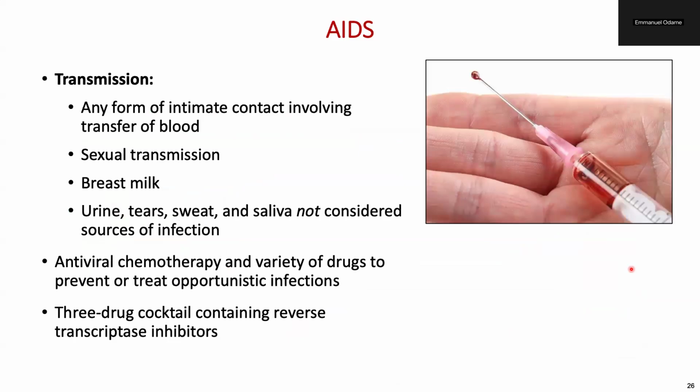So, the mode of transmission can be any form of contact involving the transfer of blood, and it's also sexually transmitted. When the mom has it and then breastfeeds, the kid can also get it through breast milk. You can get it through urine, tears, sweat, saliva. I'm sorry, urine, tears, sweat, and saliva are not considered sources of infection.